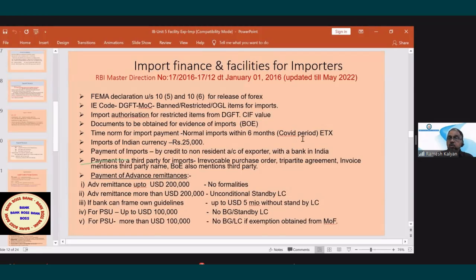The time now for import payment is very, very important, 6 months. Earlier, during the COVID period and all, some relaxation was there. Now that is totally gone.